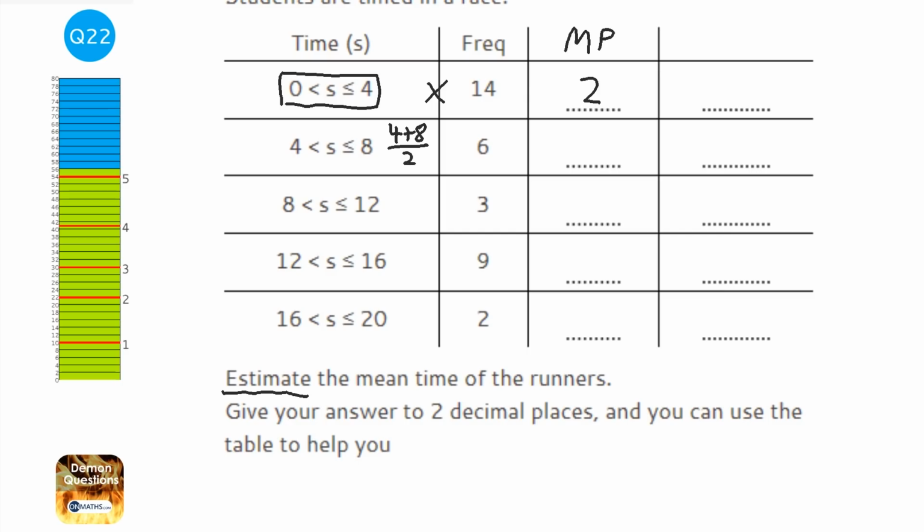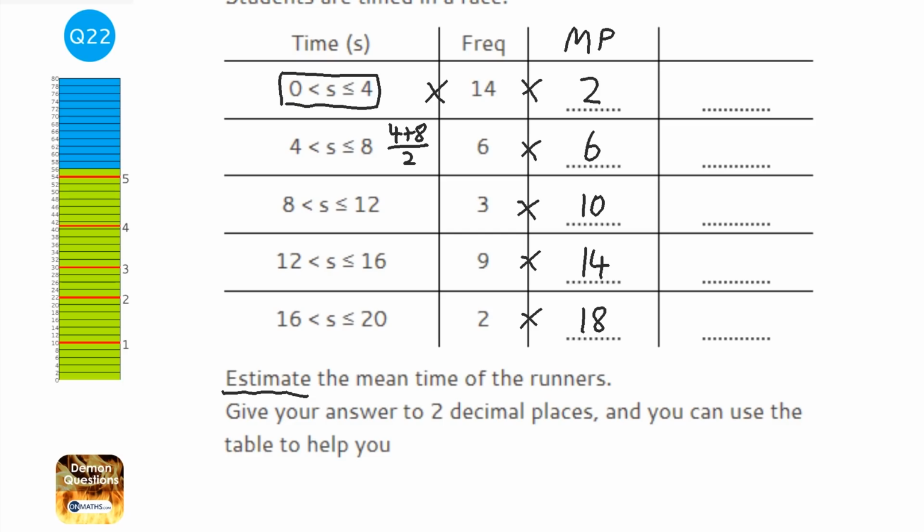Or just having a look. 4 to 8 will be 6, 8 to 12 halfway would be 10, 12 to 16 halfway would be 14, and 16 to 20 halfway would be 18. Then what we do is we get the frequencies and times them by the midpoints. So it's the same as if it wasn't a group now.